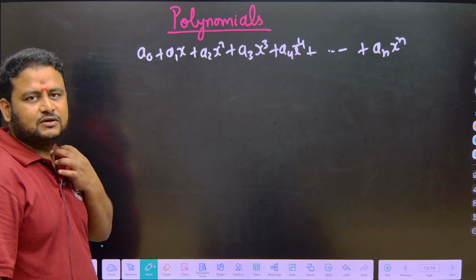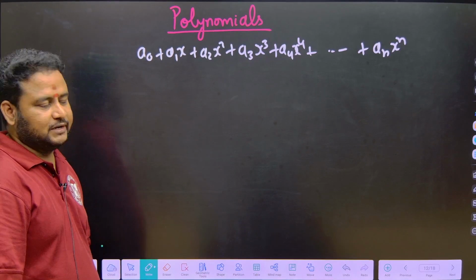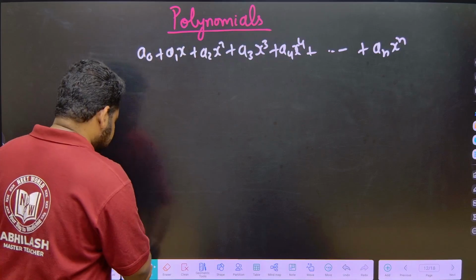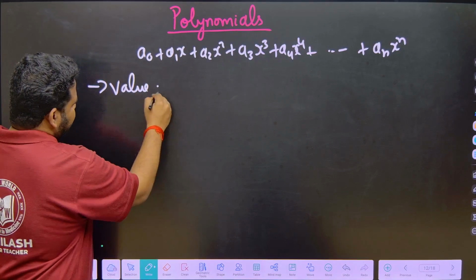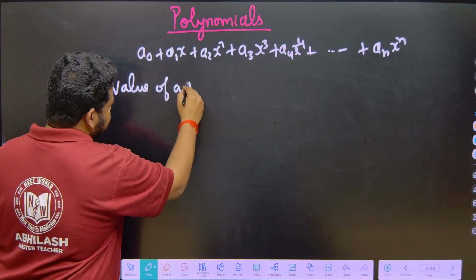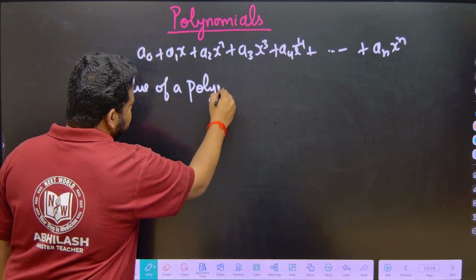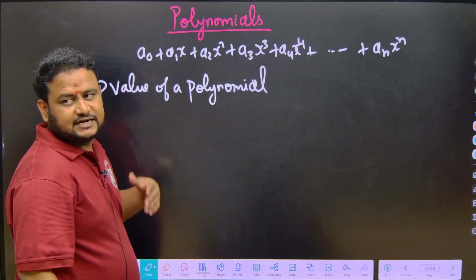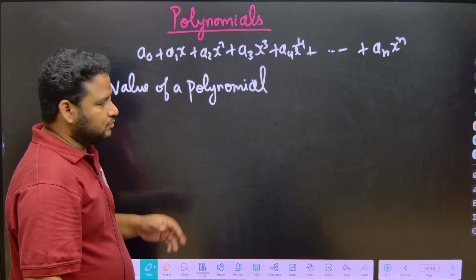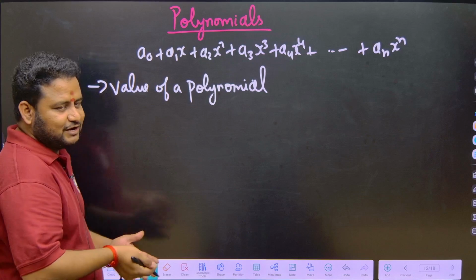Then also we learnt what is the value of a polynomial. I am just revising. For those students who have not attended the previous class, kindly attend the previous class and then attend this class. It will be very useful for you. Next, we learnt what is the value of a polynomial.